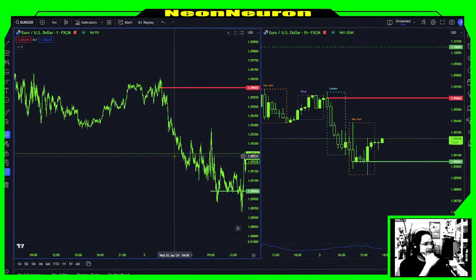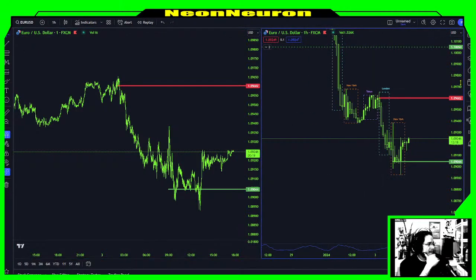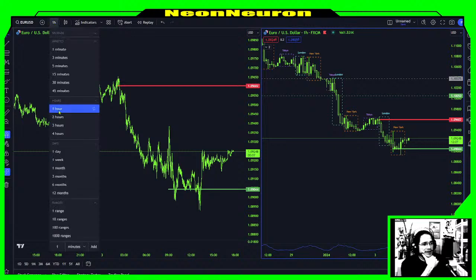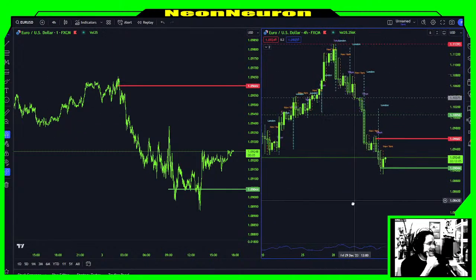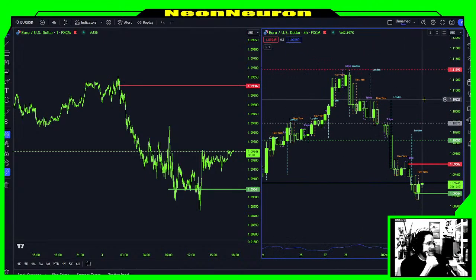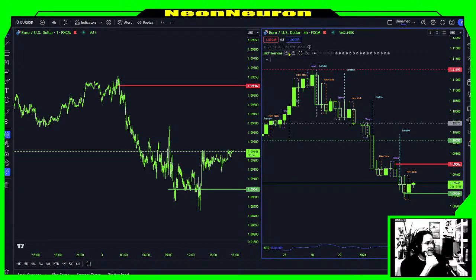And right now we are in a kind of, I mean, here's the higher move. I mean, this is all just one big move. This is the 1 hour chart. If we go to the 4 hour chart, you can see this is all just one big move, and you can see the different levels of resistance. Let's turn that off.